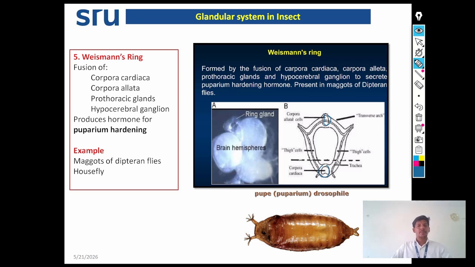Weismann's ring is formed by the fusion of corpora cardiaca. See here, this is the corpora cardiaca, corpora allata, prothoracic gland, hypocerebral ganglia. So this is the Weismann's ring. It secretes puparium hardening hormone. And this Weismann's ring is there in maggots of dipteran flies, that is house flies.